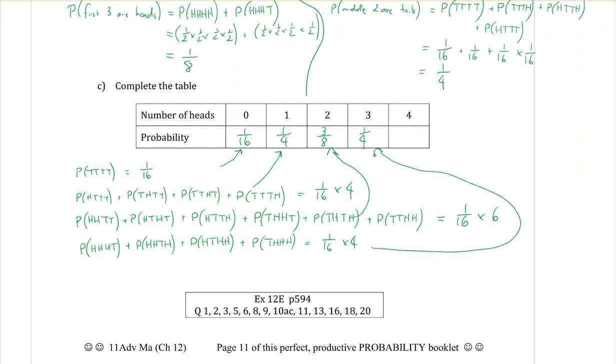The last one, I'm pretty sure I don't need to write this one down. The probability of 4 heads. 1 out of 16.